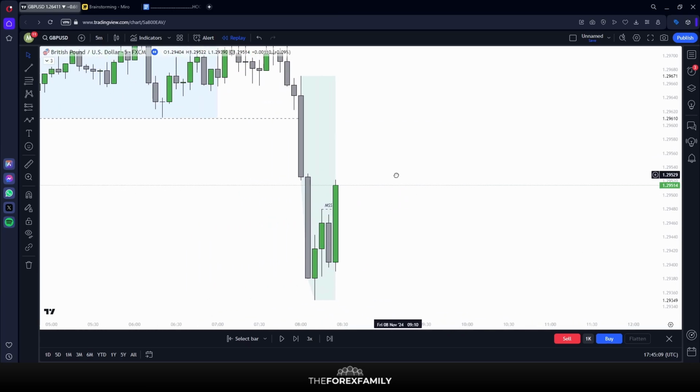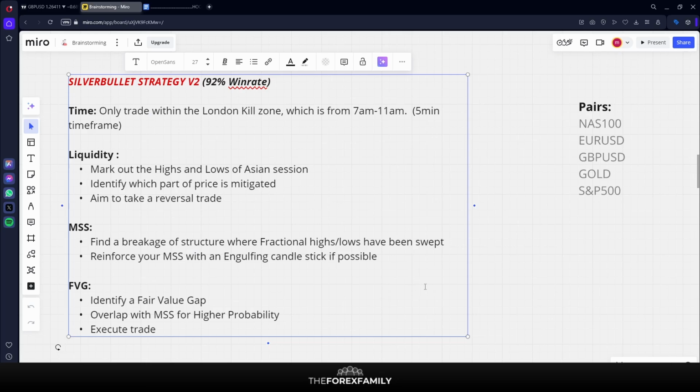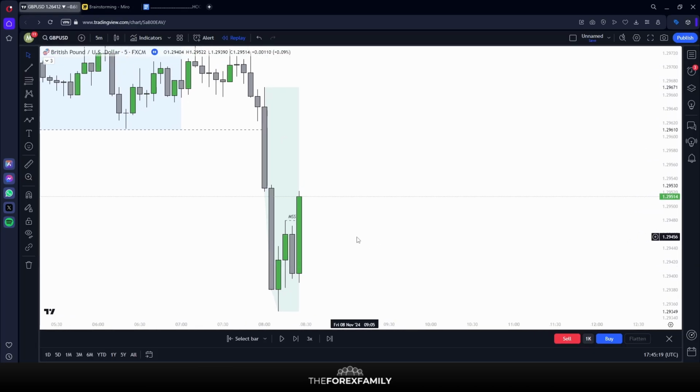So once we've got this market structure shift, all we need to do now is identify a fair value gap, and we can overlap this with the market structure shift for a higher probability and we can execute the trade. Let me just do this right now for you.